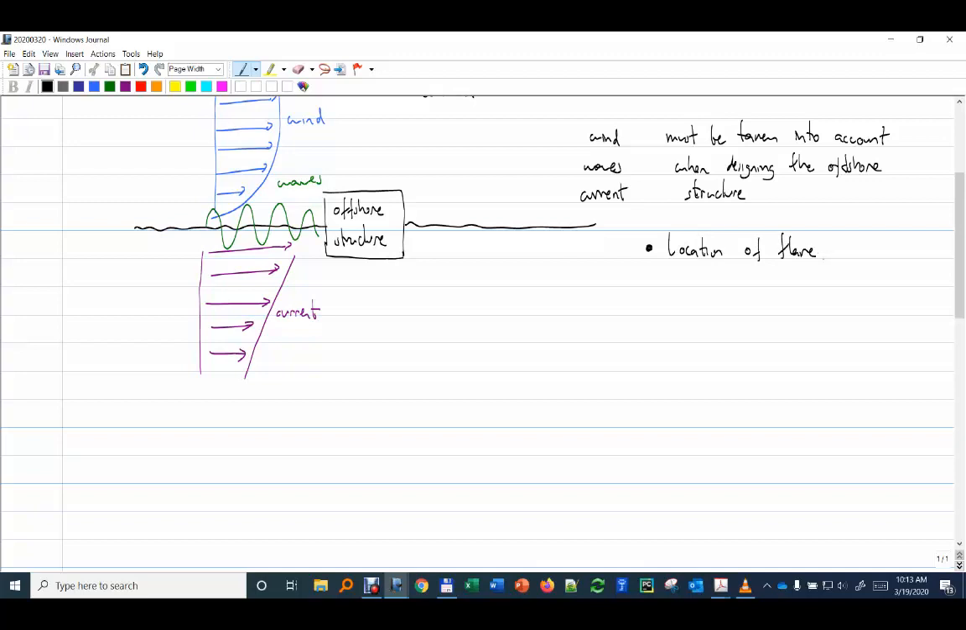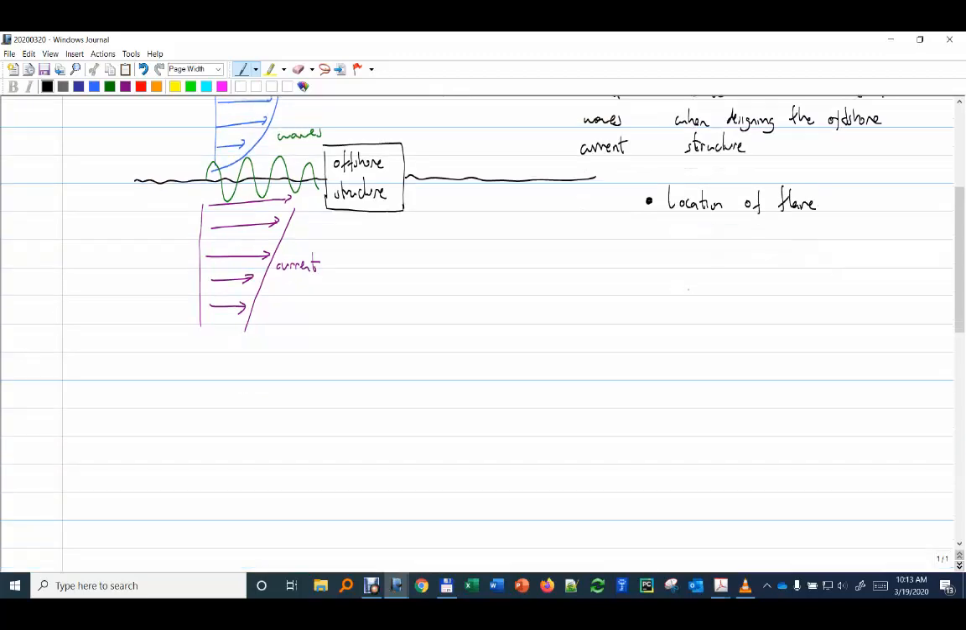And here the wind direction is very important. If we have the offshore structure like that and we have our flare here, we want to avoid, in most of the cases, that the wind is flowing against and bringing the plume of smoke to the platform. Okay, so that is one of the things that we have to take into account. The other thing is the deck elevation.